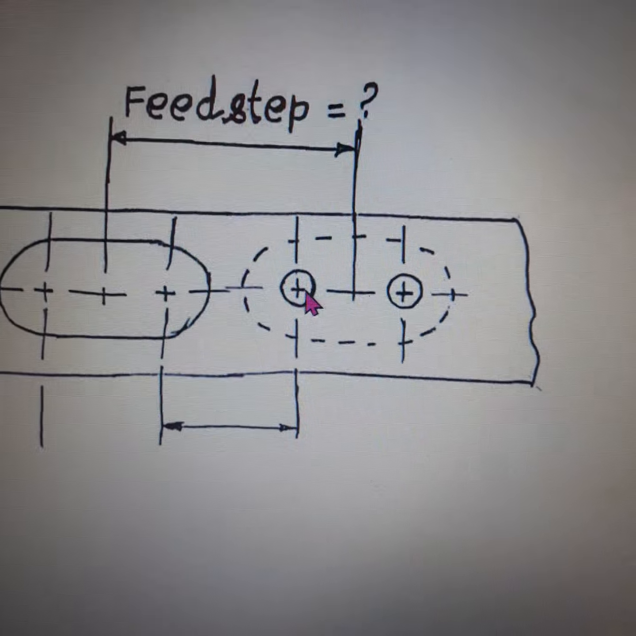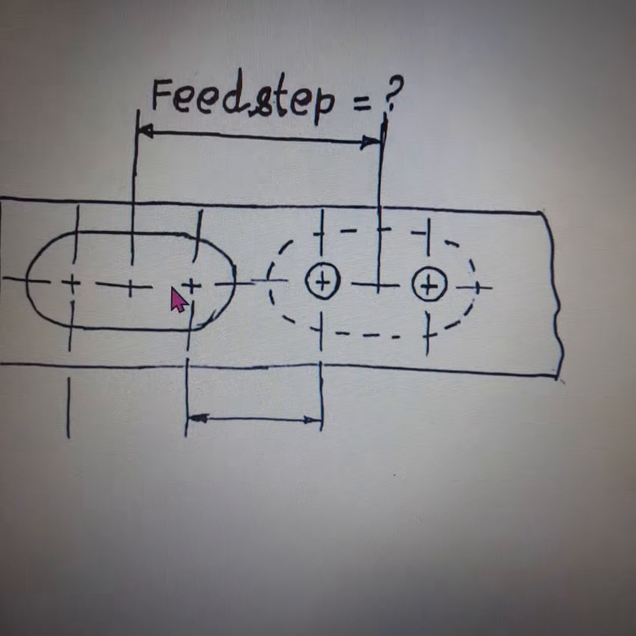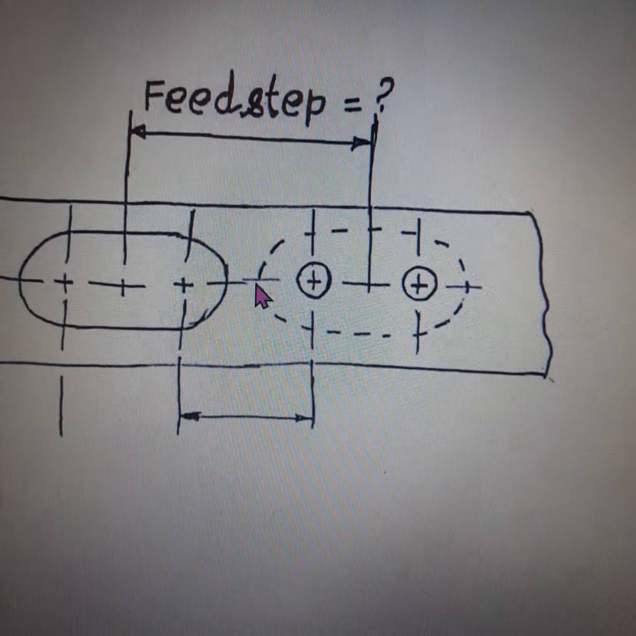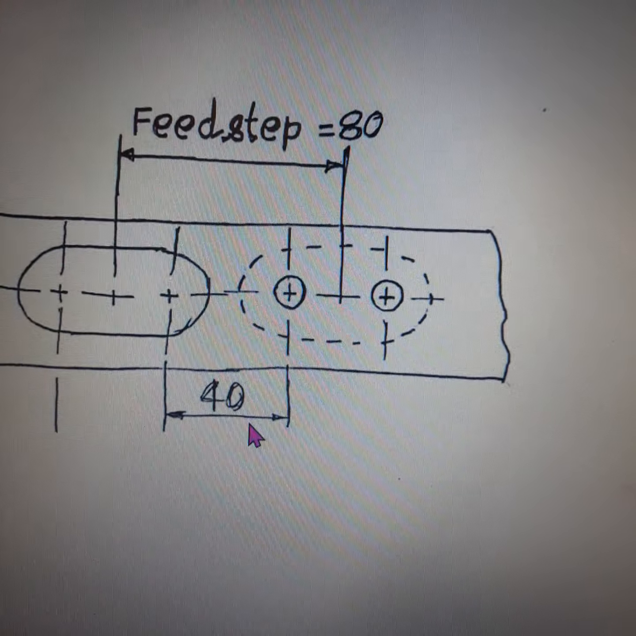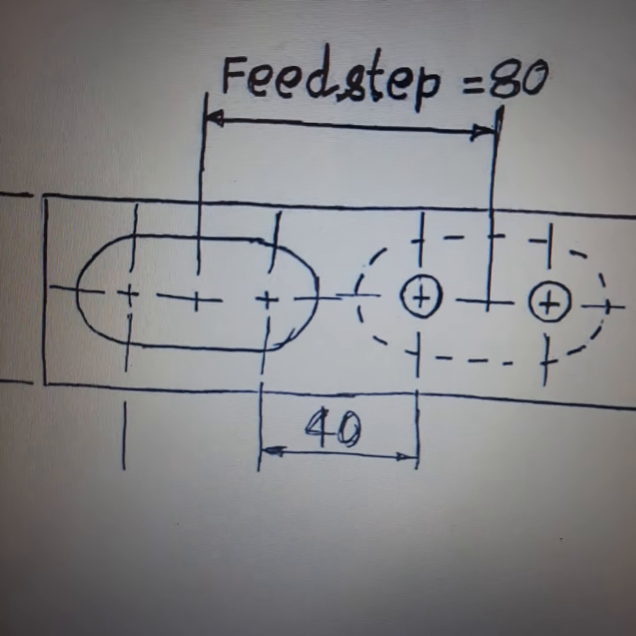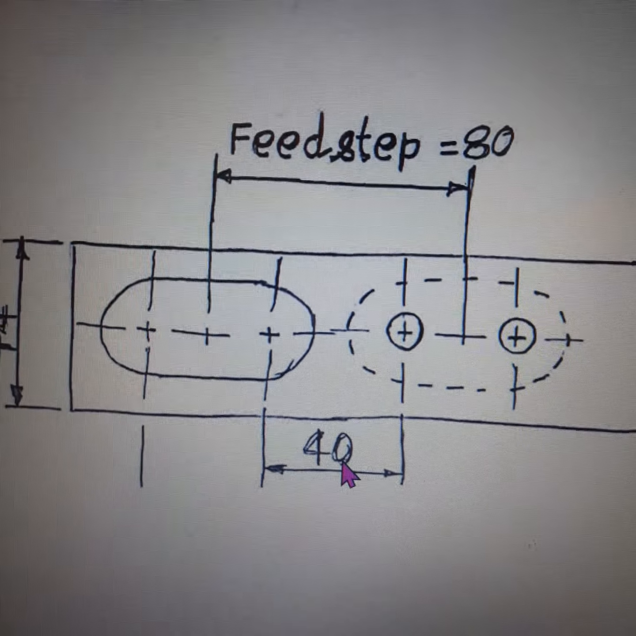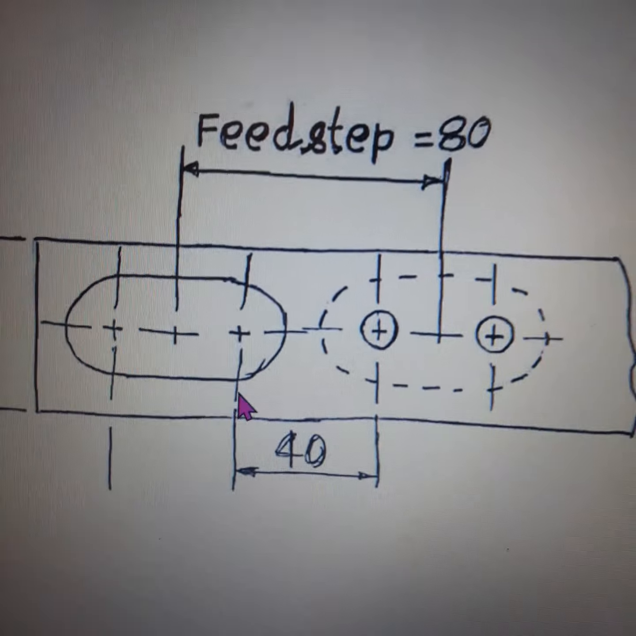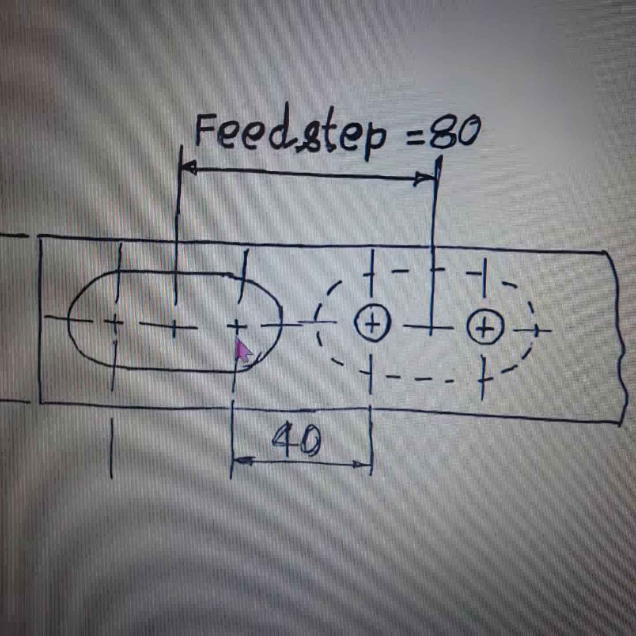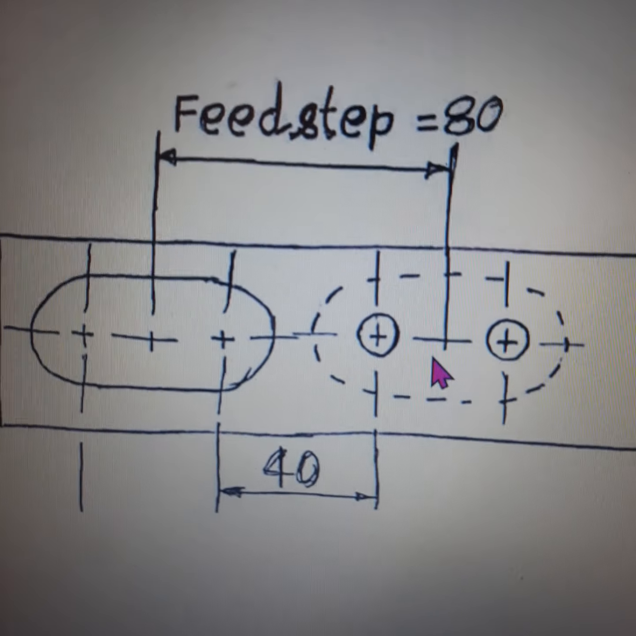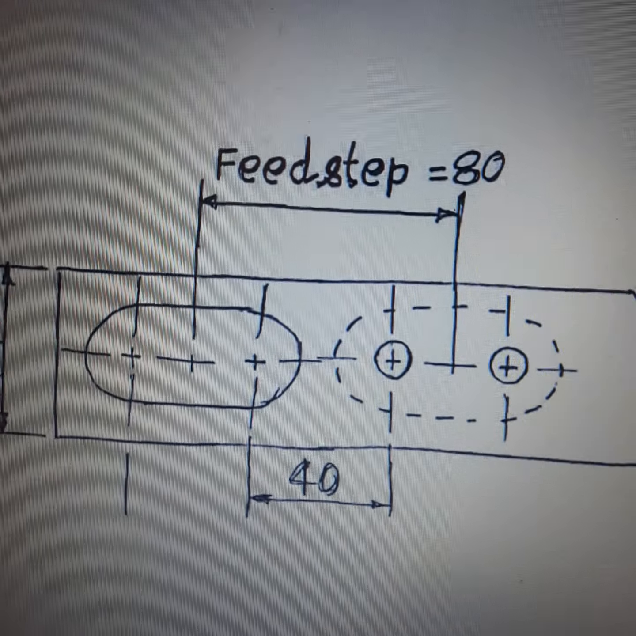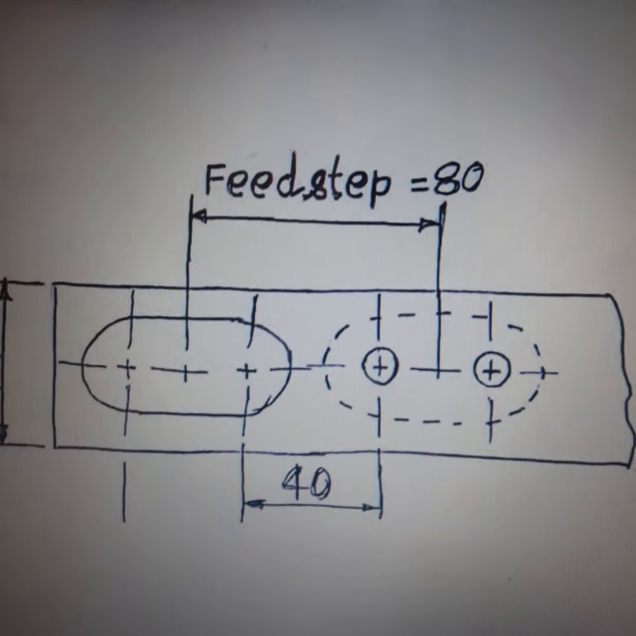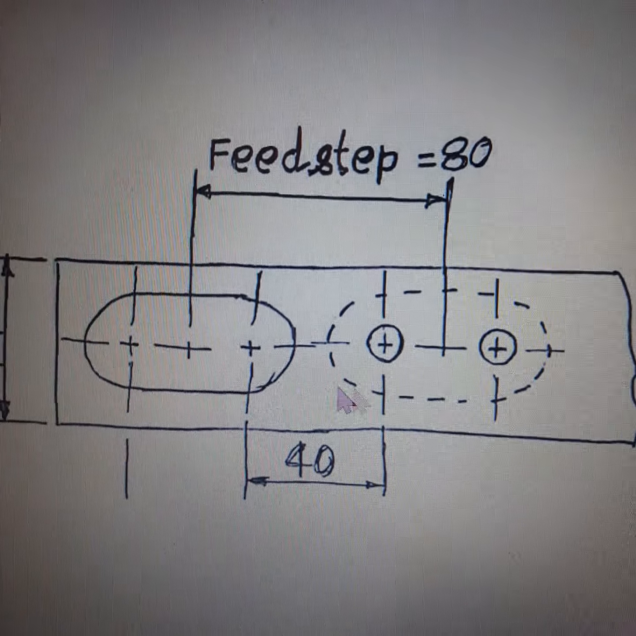So 18 plus 4, and again from the dotted line to the center, 18. So 18 plus 4 plus 18 comes to 40. So 40 is the required distance. Once we arrive at this distance, then we can also find out the feed step. As I already told you, feed step is the distance by which we have to advance the feed strip for every downward stroke of the press. So this distance is 40 mm.